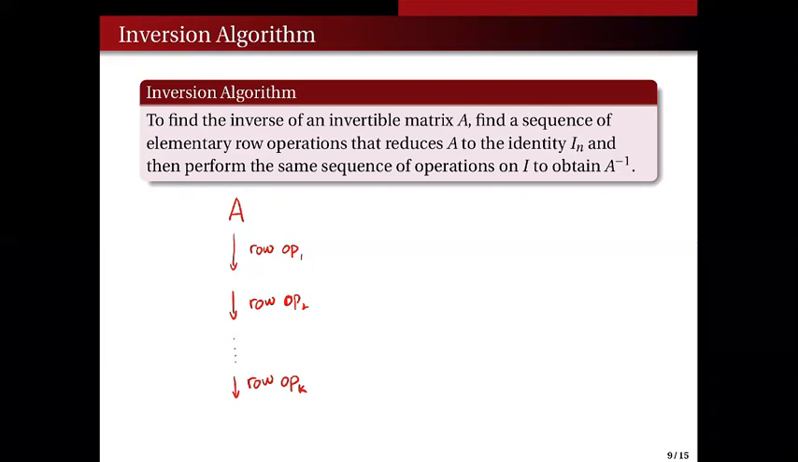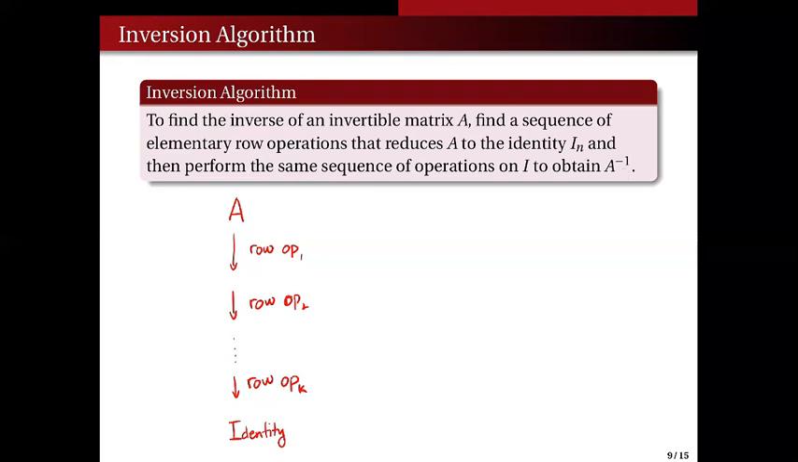So you apply these operations until you get I. You will get this In if A is an n by n matrix. But anyway, you should get this identity matrix. According to this, you apply the same sequence of row operations on I, and you will get A inverse.